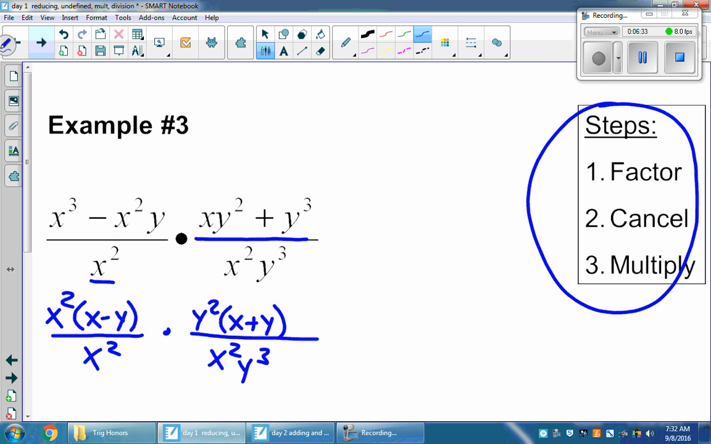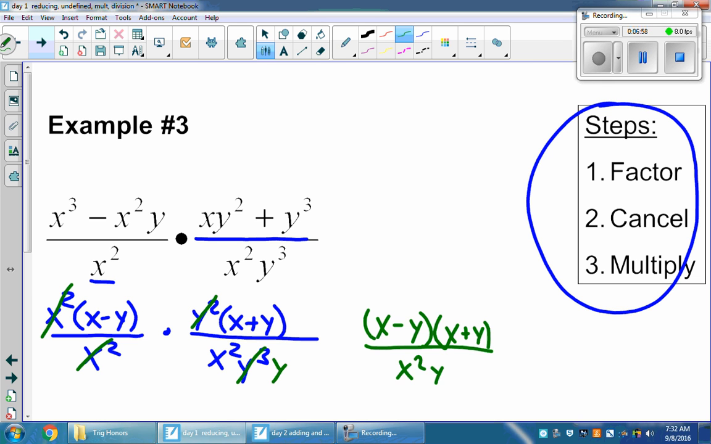Alright, so let's see, does anything cancel? Right here, so the x squareds cancel. Right there. Must be a top of the bottom. Y squared goes into y to the third. There's one y left. Looking around, there's nothing else. So now I'm just going to multiply them across. I'm not really going to multiply them. I'm just going to write them right next to each other. Done.